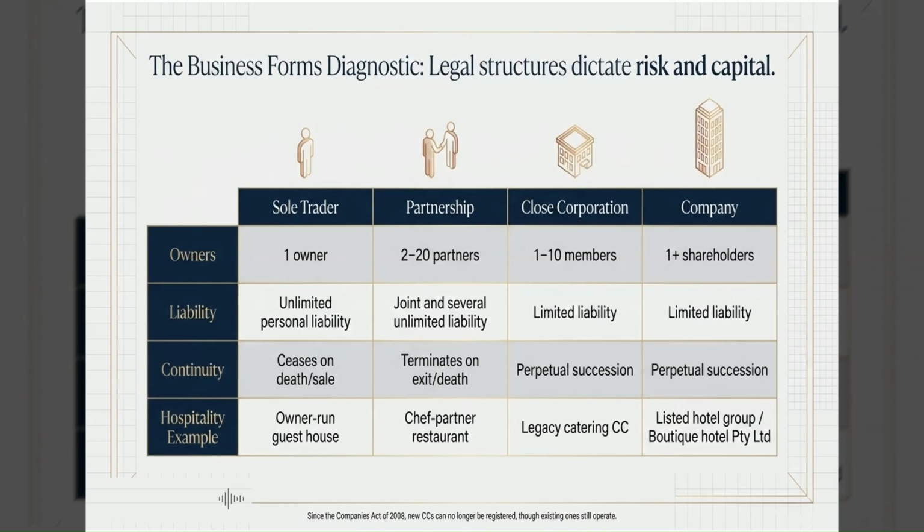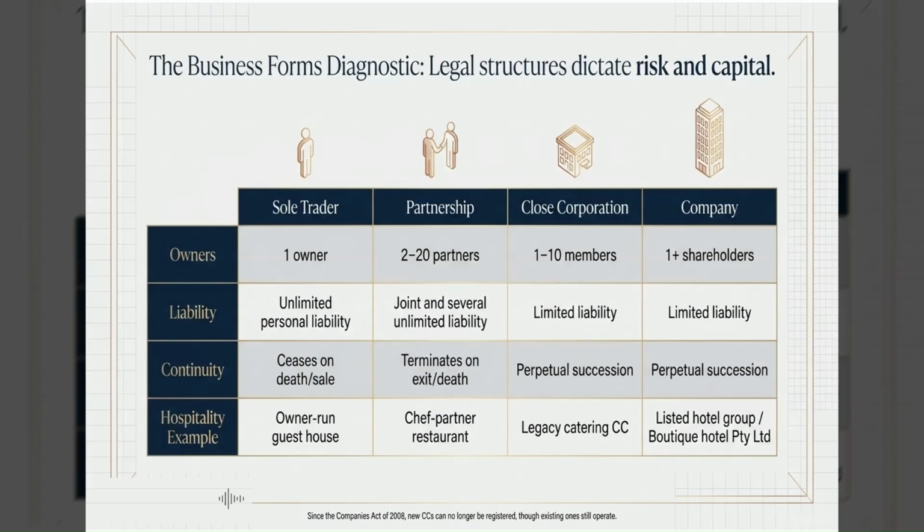Existing close corporations may continue to operate indefinitely, and their members may convert them into companies if they choose to. So when you are asked to advise a client on choosing a business form today, the close corporation is not on the menu. It remains examinable because you will meet existing close corporations throughout your career as clients, as suppliers, and as competitors. And you need to understand how they behave.